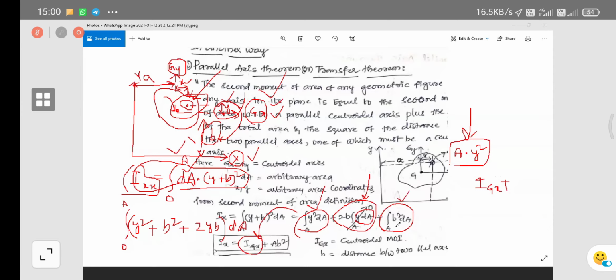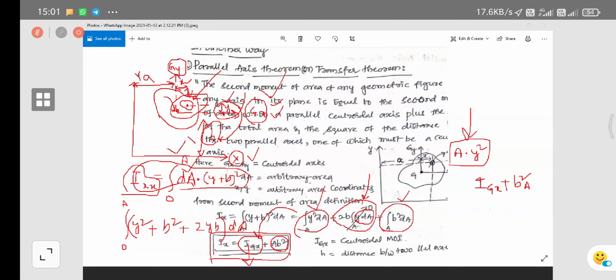The third term, b square, is your constant term, so take it outside. And the integration of dA between 0 to A is nothing but your capital A. So we get A b square, otherwise b square A. So this Ix is nothing but your centroidal moment of inertia plus area into square of the distance between two parallel axes, which is your b.